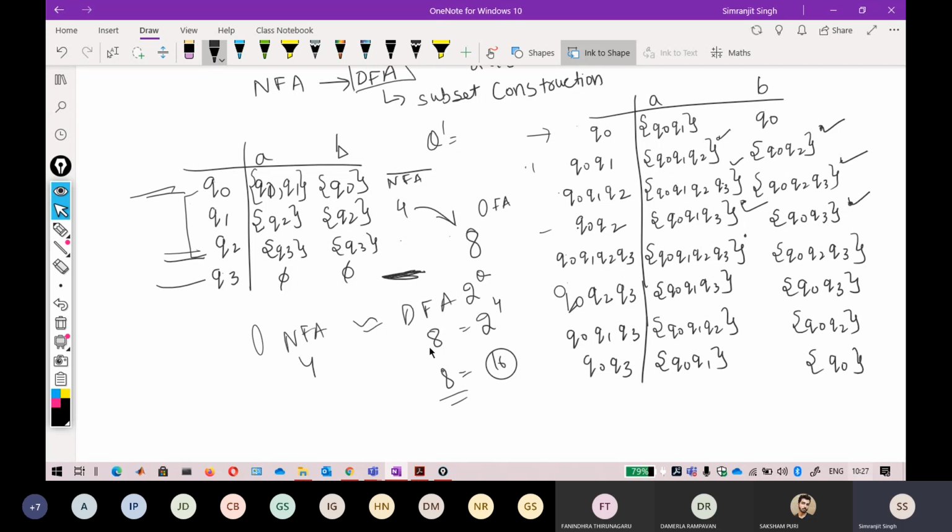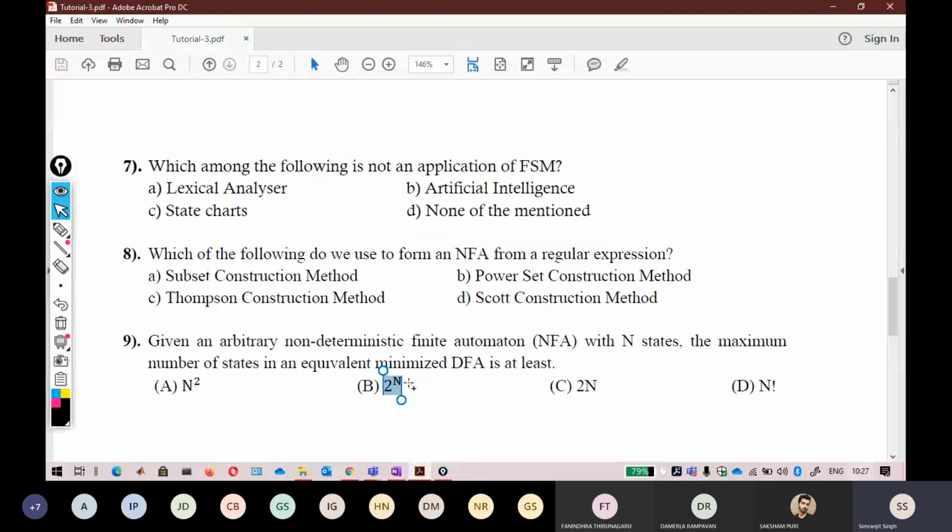But there are some other questions where full utilization of these states is required. In that question only, less than. So keep that in mind. In this question it is asked: given an arbitrary NFA with n states, the maximum number of states in an equivalent DFA is at least. Maximum is the keyword here. So the answer here is 2 raised to power n.